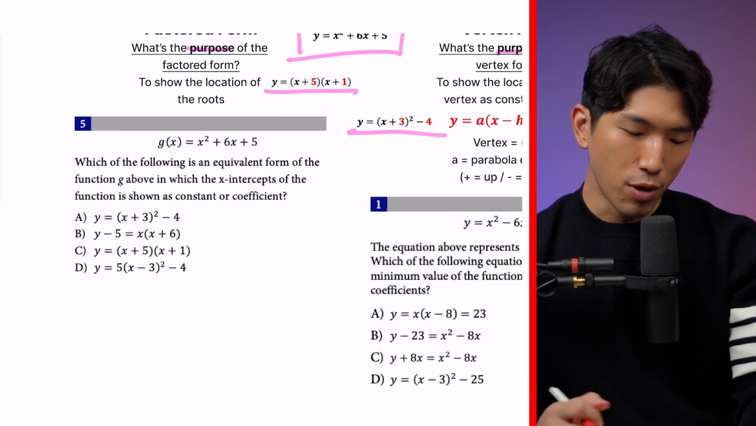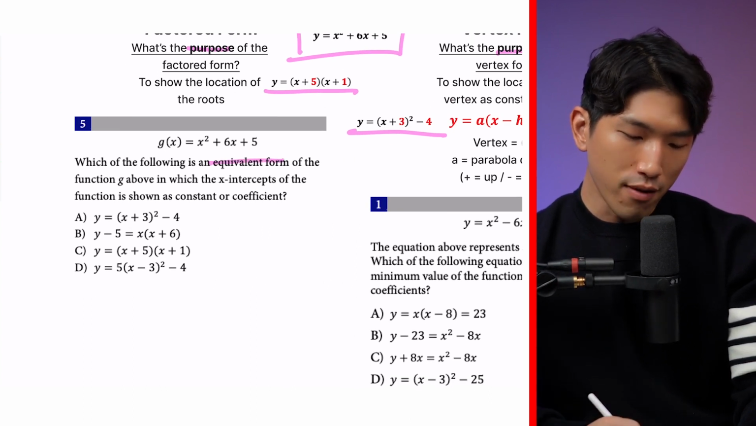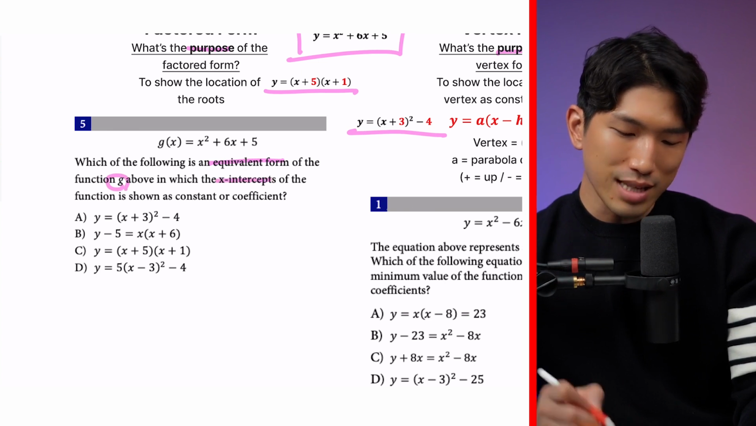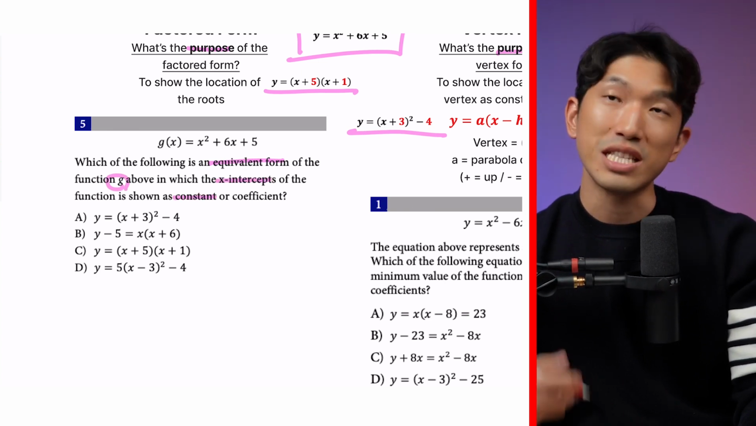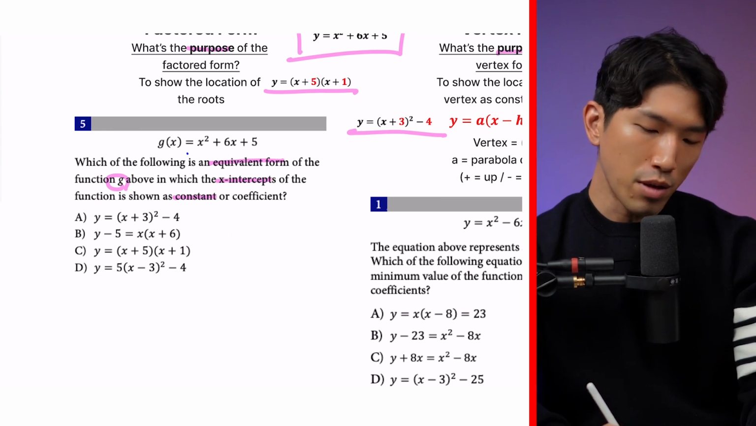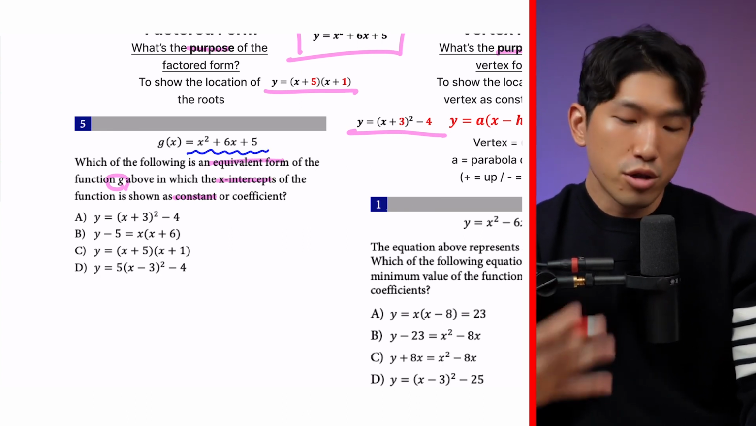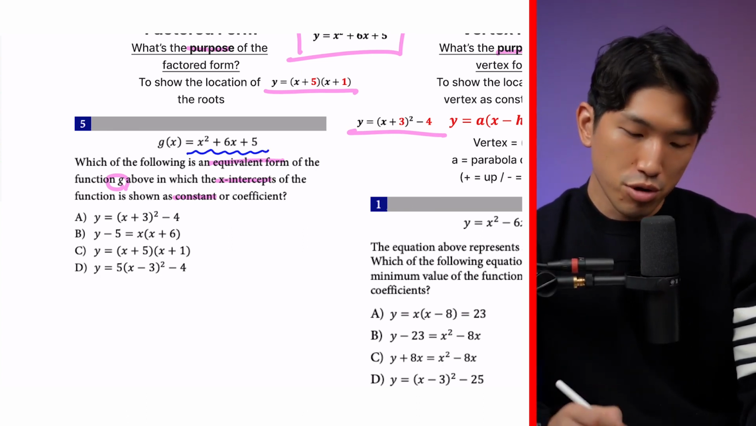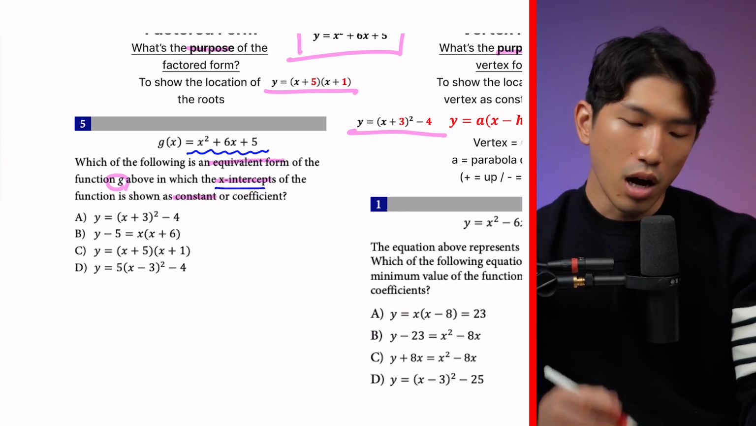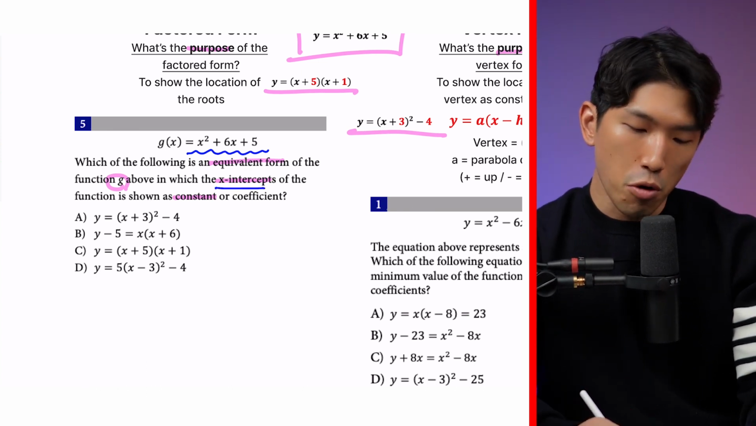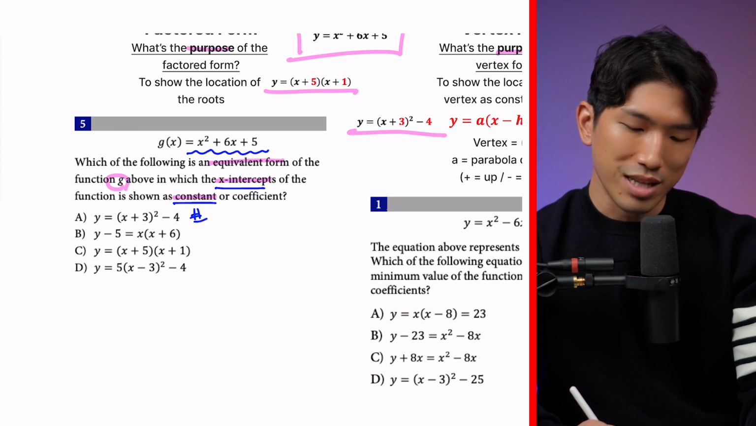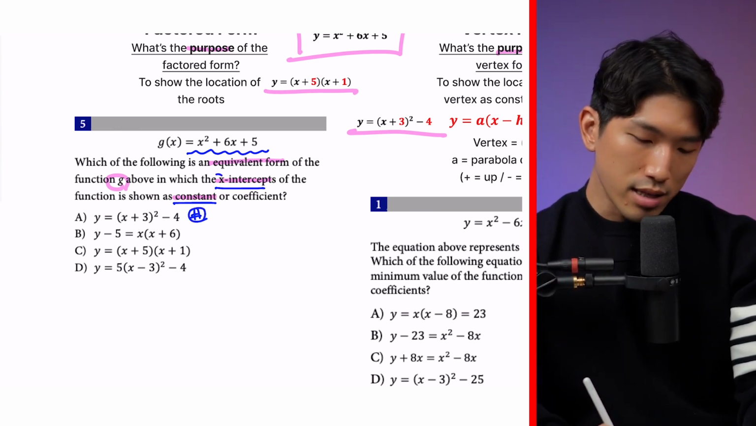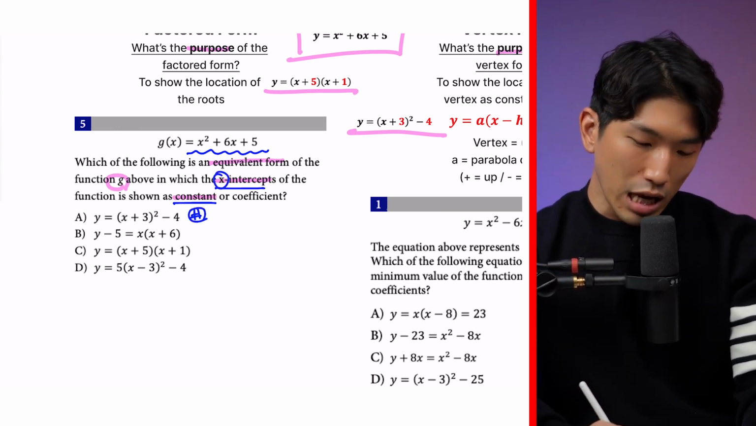So here's how the question would look like on the SAT. Which of the following is an equivalent form of the function g above in which the x-intercepts are shown as constants or coefficients? So we're given a parabola equation right there, and the question wants us to rewrite this equation so that the x-intercept of this parabola is shown as a constant. Constant just means it's just a number. So how do you show the x-intercept of the parabola as a constant?